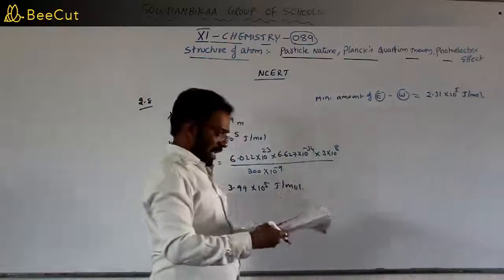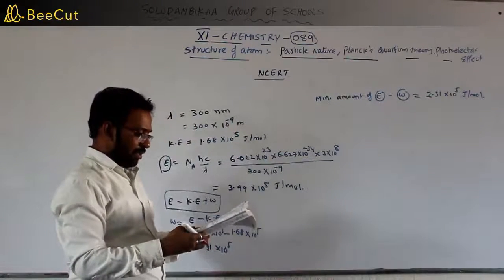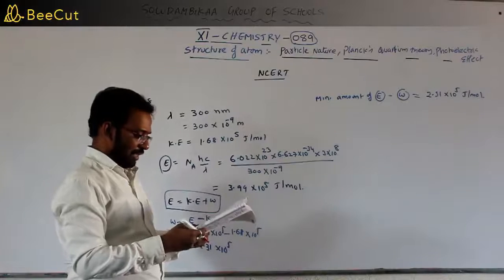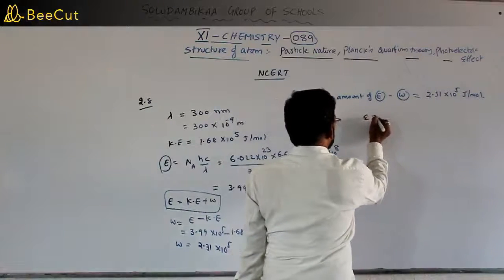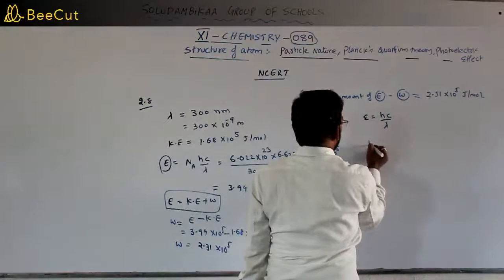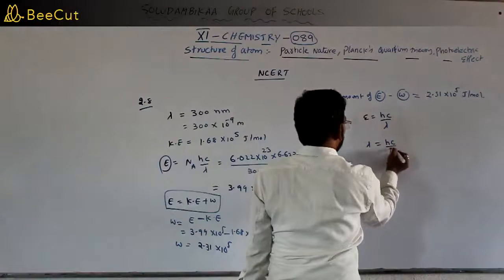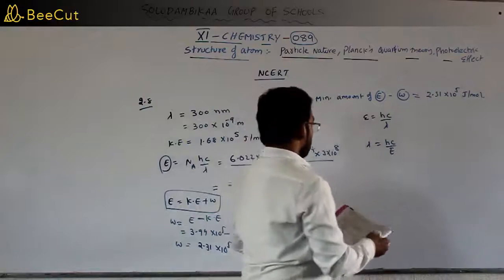Now another question they ask to find: what is the wavelength of the photoelectron emitted? We know that E is equal to hc by lambda. So lambda is equal to hc by E, we will write.